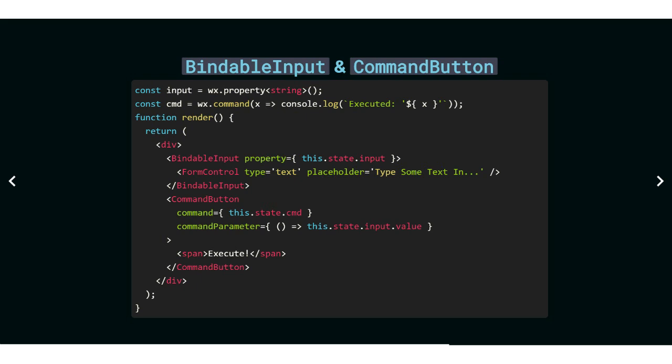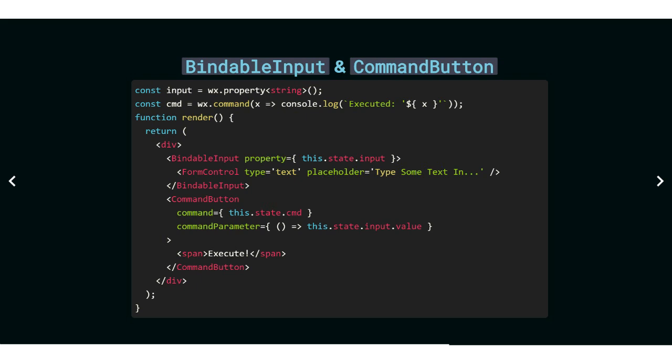And in the command example, we're just doing the exact same thing as before. All command buttons also have a command parameter, which we can derive at the time of execution, and this allows us to inject UI or view model state into the command execution.